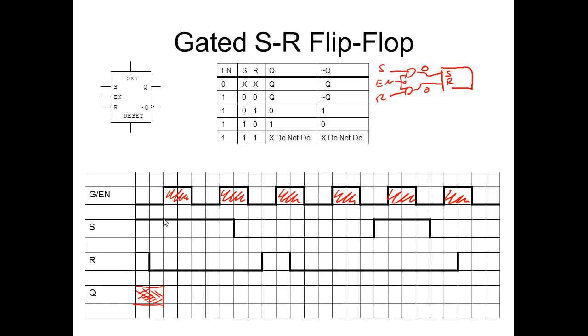Now we can go through here. We're enabled from here to here. We've got a high on set, a low on reset, so we know we're going to set that flip-flop, so it's going to be set. From here to here it's disabled, so it's going to hold.